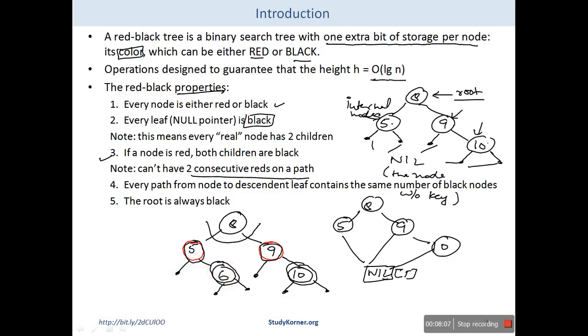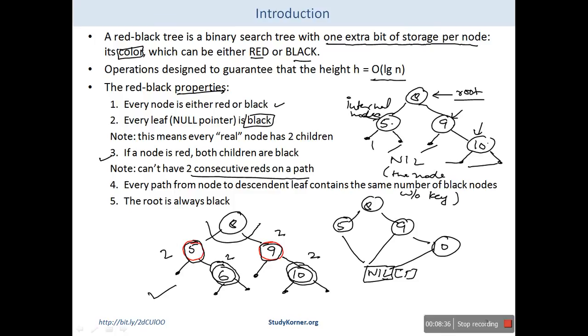So the black height on this path would be, this is black now, so it is 2. The black height on this path would be 2. The black height on this path is, this is one black node and the sentinel is also a black node, so 2. This is a red node, it is not counted, 1, 2. Now it is a red black tree because the black height on each path is the same.